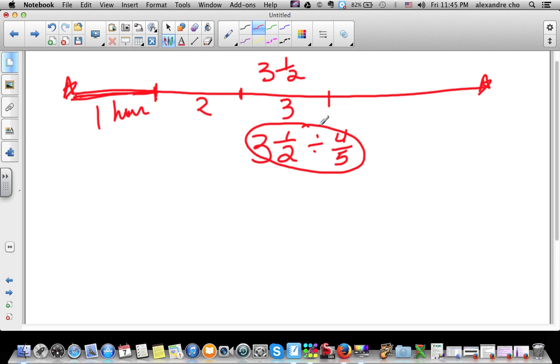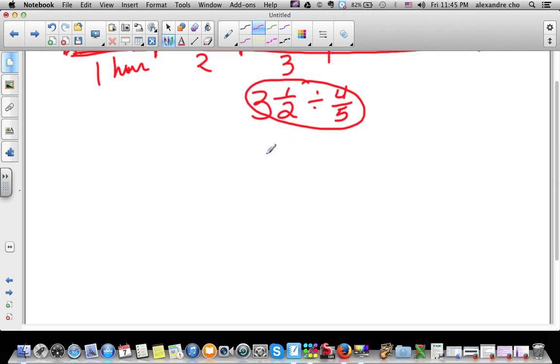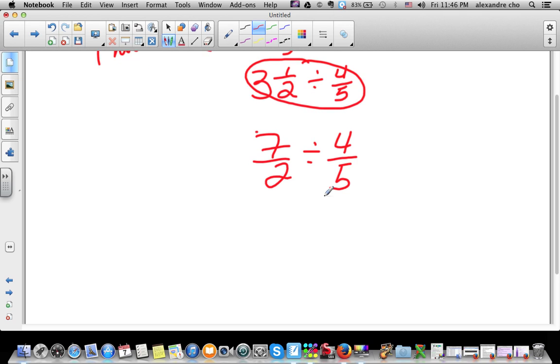Now, remember from class, when you divide, especially when drawing models, you want to make sure that your denominators are the same. In this case they're not, and we want to change them so that they are the same number. So the first thing I want to do is change this to an improper fraction, which gives me 7 out of 2, divided by 4/5. I haven't changed the problem, I'm just using equivalent fractions.